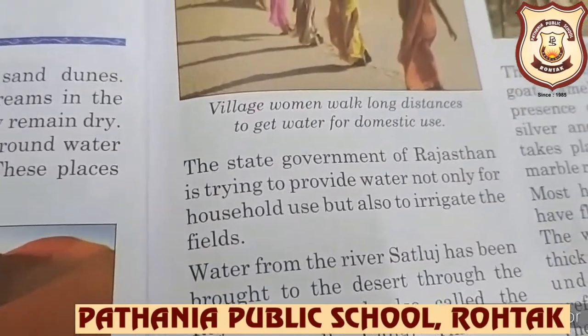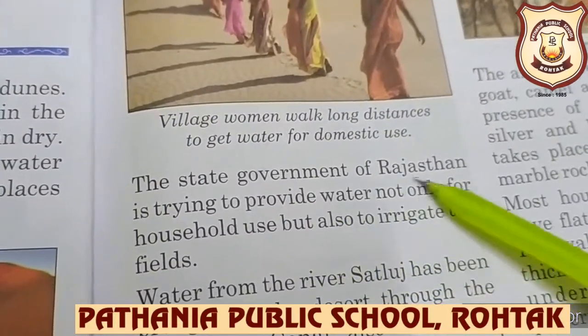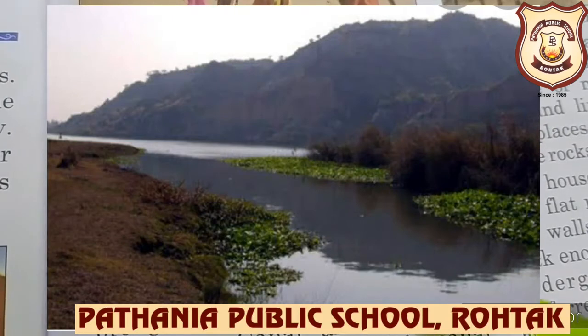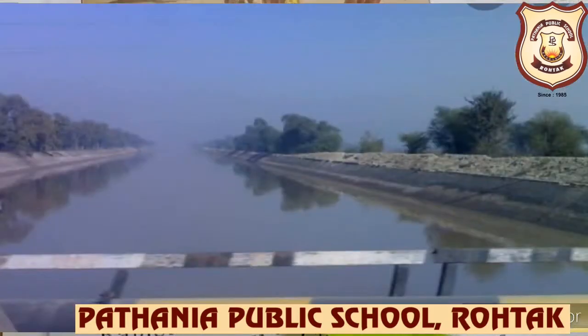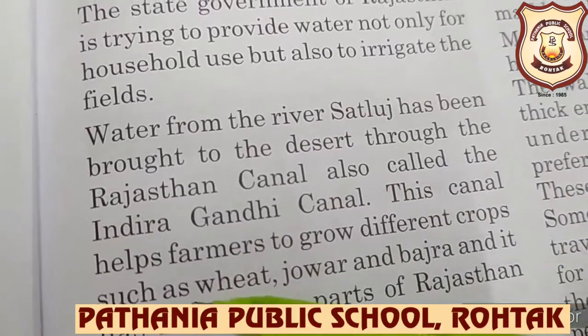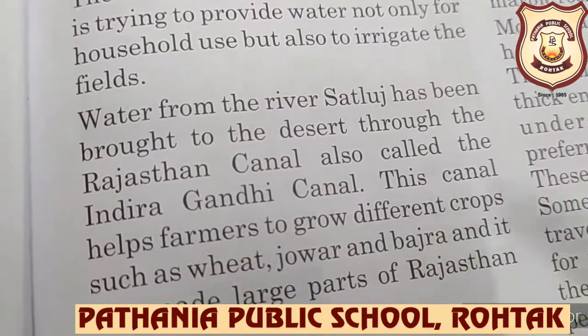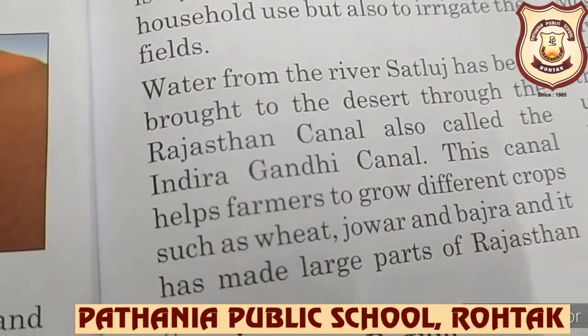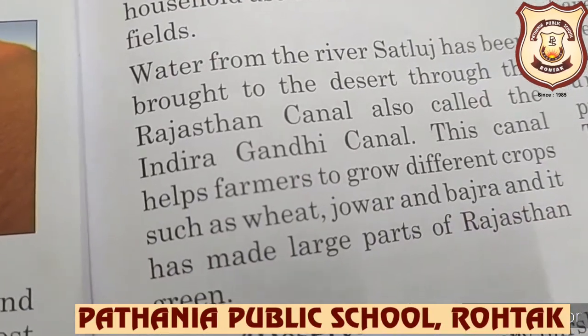So what has the government done? The state government of Rajasthan is trying to provide water not only for household use but also to irrigate the fields. Water from the river Satluj has been brought to the desert through the Rajasthan Canal, also called the Indira Gandhi Canal. This canal helps farmers to grow different crops such as wheat, jowar and bajra, and it has made a large part of Rajasthan green.